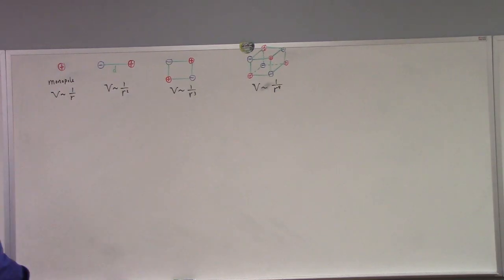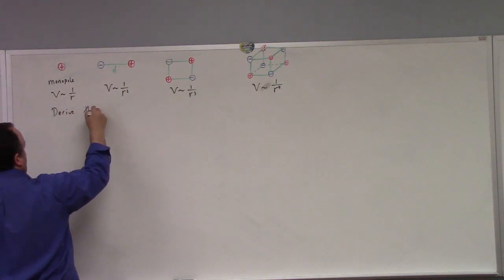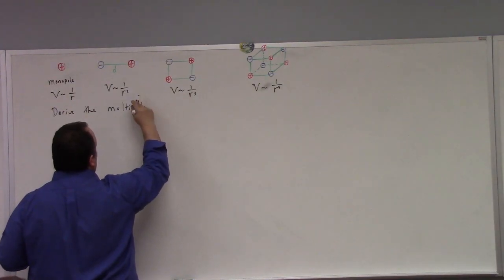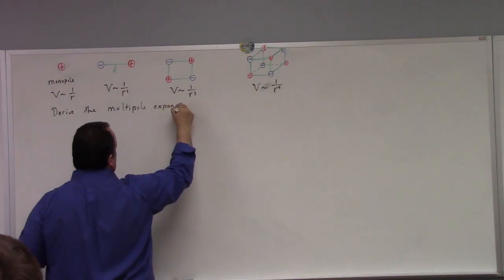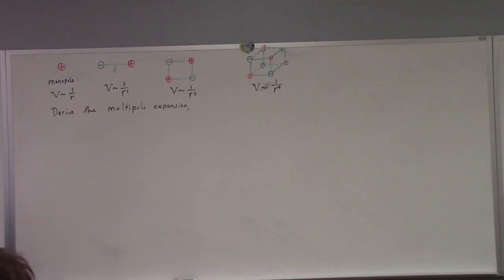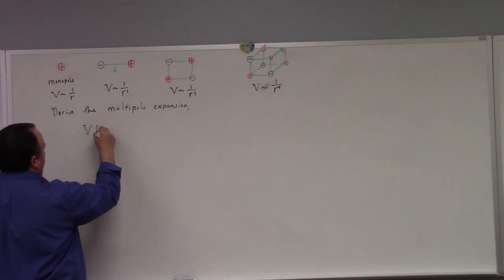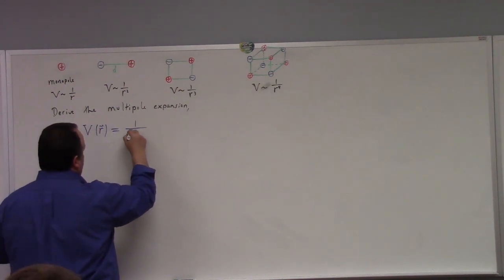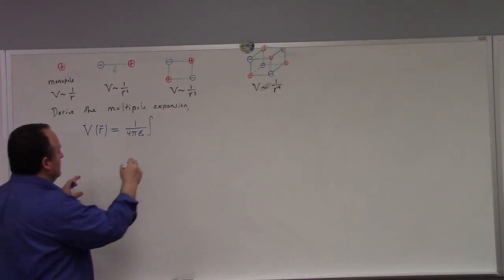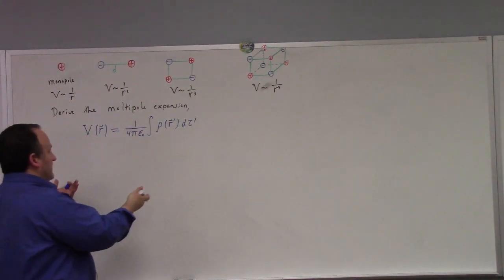All right, so let's get to it then. I want to now derive the multipole expansion for you guys. The starting point is, well, remember our formula for voltage? We have V of r. It's 1 over 4 pi epsilon naught times the integral of what? Rho of r prime d tau prime, right? So we integrate over the charge density.